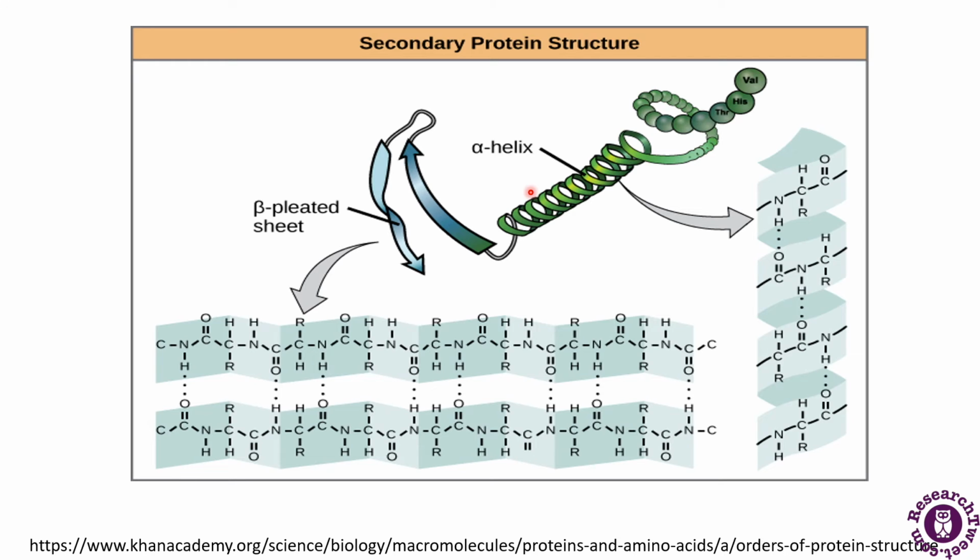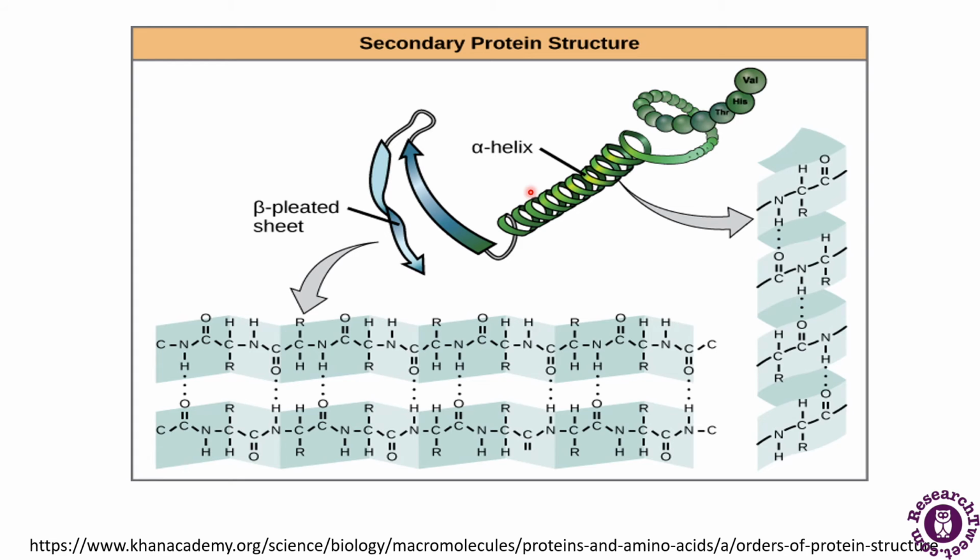Next is about the beta pleated sheets. In this arrangement, the polypeptide chains are stretched out beside one another and then bound by the intermolecular H bonds. So in this structure, all the polypeptide chains are stretched out to nearly maximum extension and then laid side by side, held together by the intermolecular hydrogen bonds.